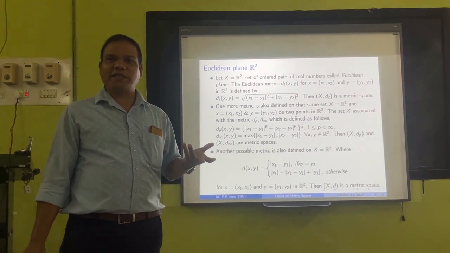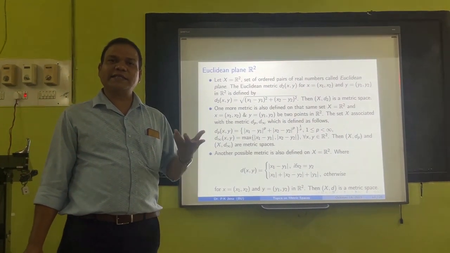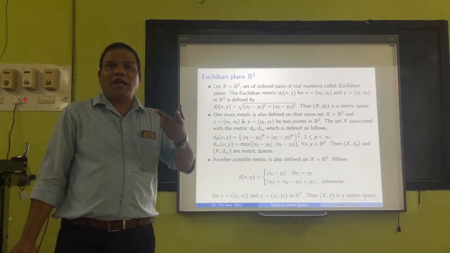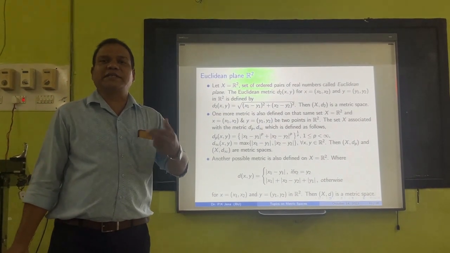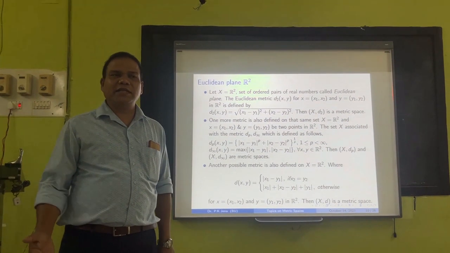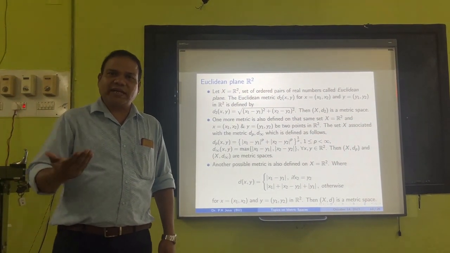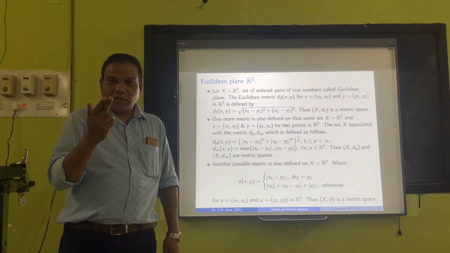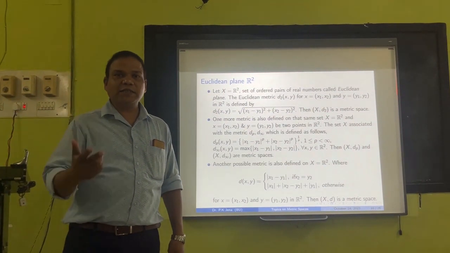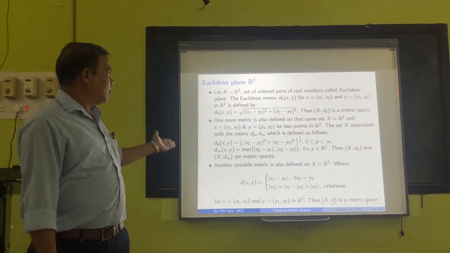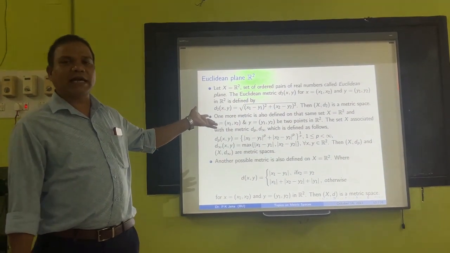Here we are imposing how to define the distance between any two elements on any non-empty set X. That's why the concept of metric is quite interesting, to define the notion of the distance between two points of any non-empty set. So here we are taking R square. Similarly, we will take R cube.